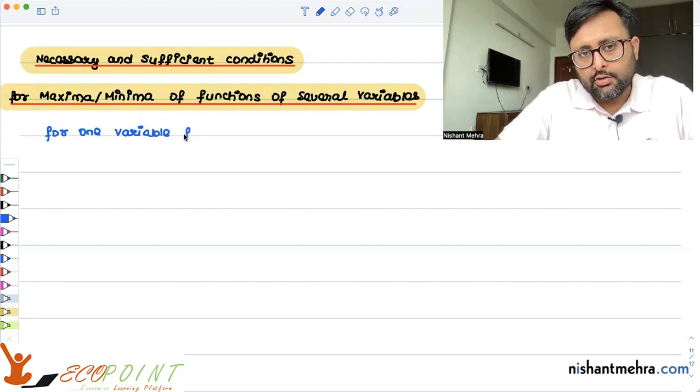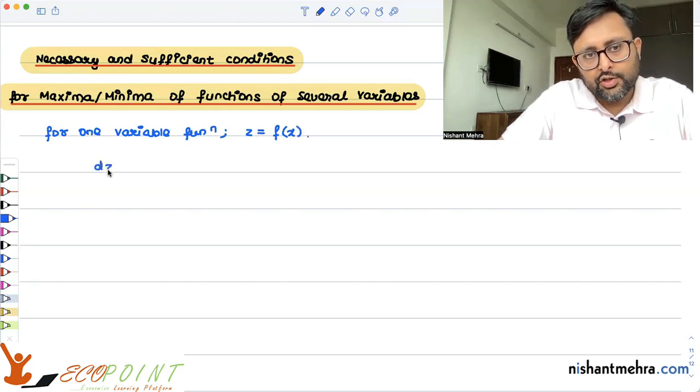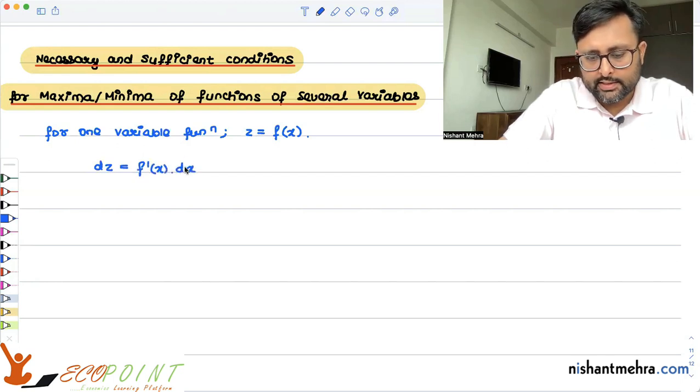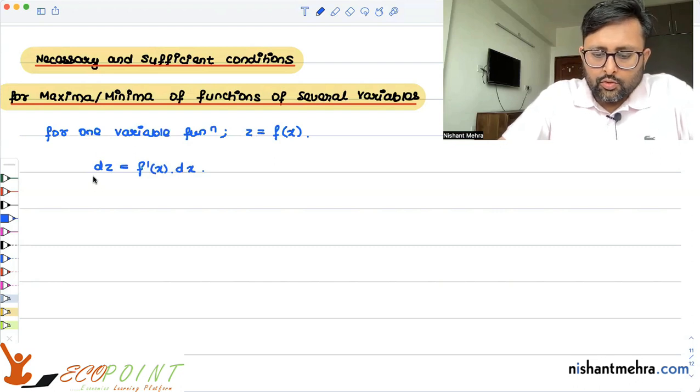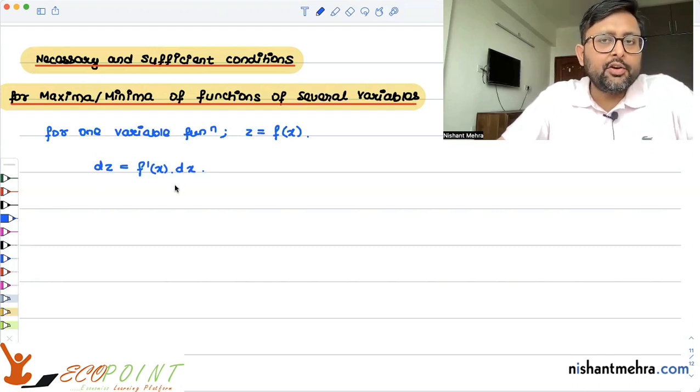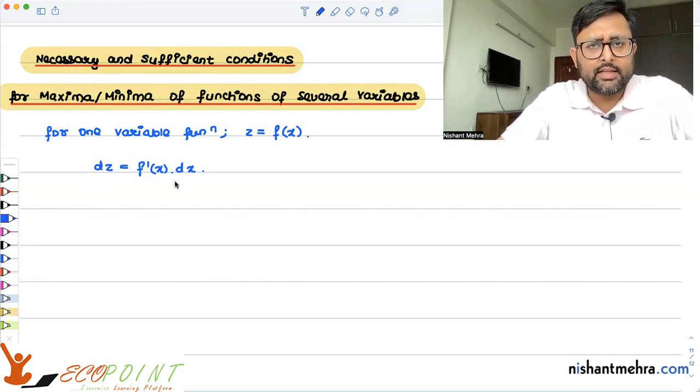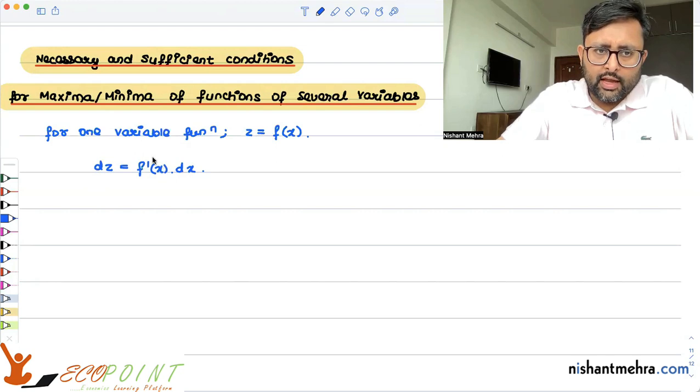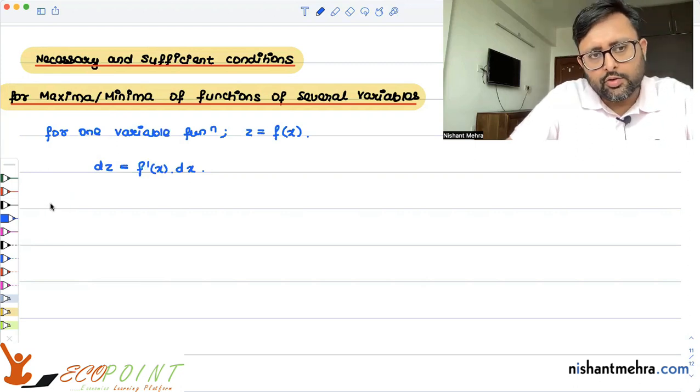For one variable function, z is equal to f(x), like this. So you find out the differential dz equals f dash x dx. This is what we have done yesterday, right? So dx is an arbitrary increment. Let's say that is not equal to 0. Let's say that is greater than 0. That's an increment, an increase. So in case f dash x equals 0, then dz is equal to 0. So note that.